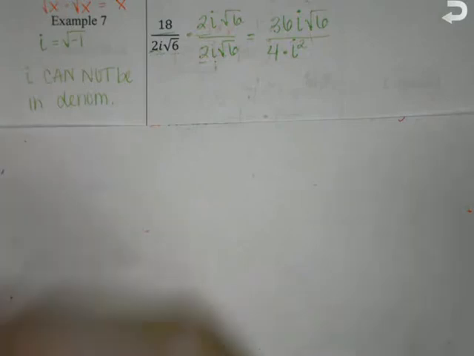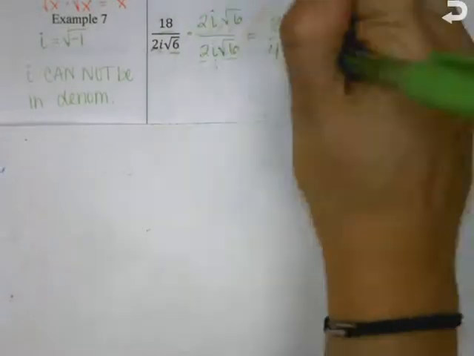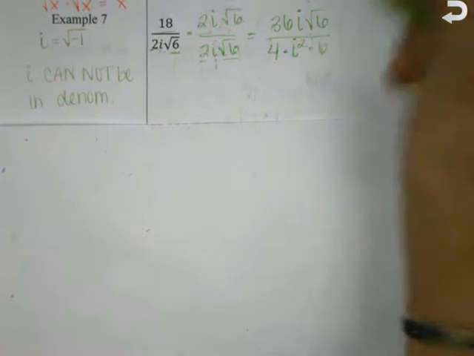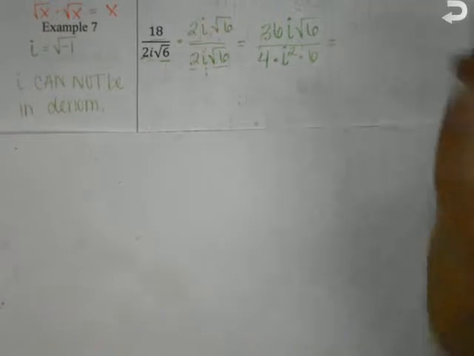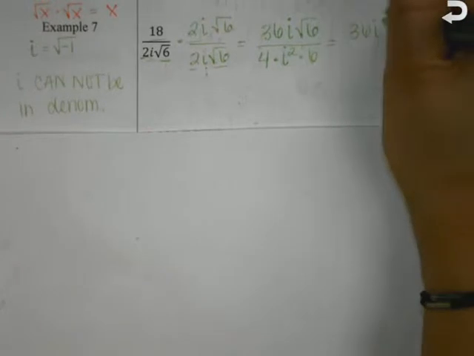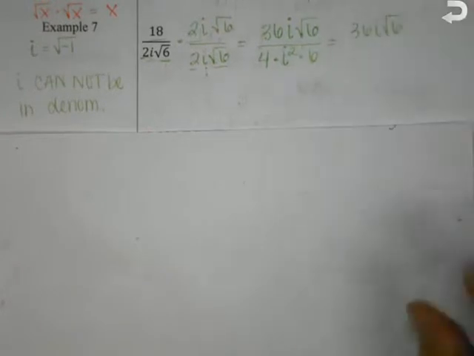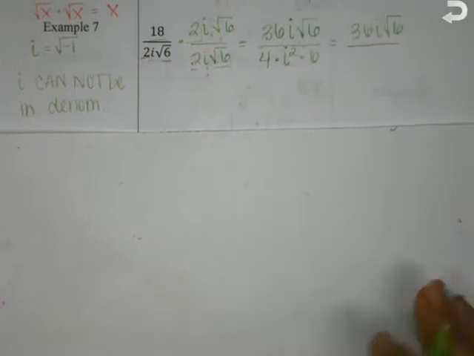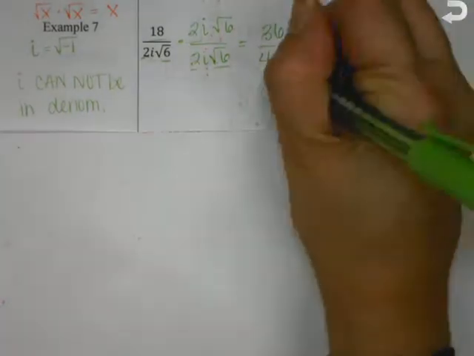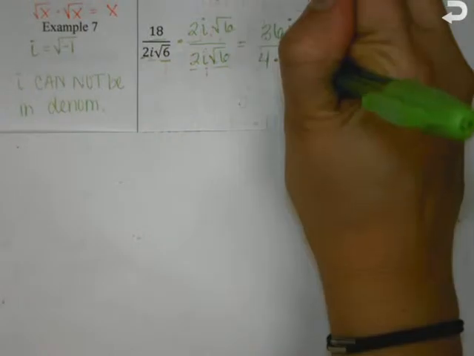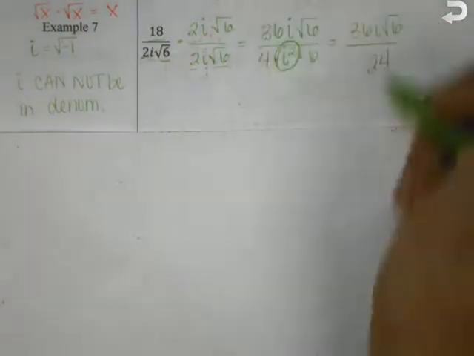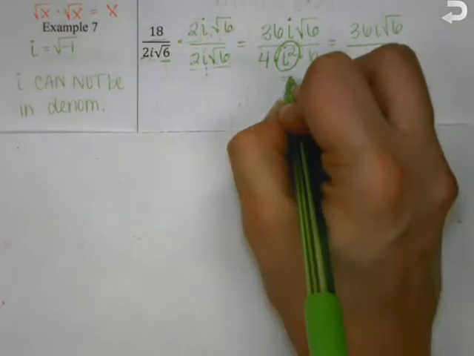This is 36I root 6 over 4 times 6, which gives me 24. And then what do you guys remember about I squared? It's equal to -1. So -1 times 24 gives me -24. So we just multiplied all three of these things together.